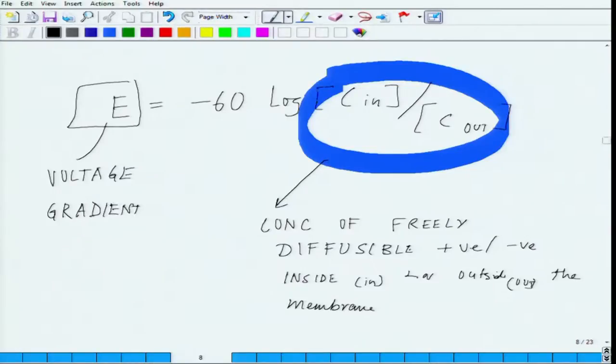And for individual ions, you could calculate the values for potassium. If you know inside and outside, you can calculate for chloride, you can calculate for sodium, you can calculate for pretty much anything and everything out there across the cell, as long as you know the values of inside and outside. So, this is the most fundamental equation which needed to be understood in order to understand membrane bioelectrical phenomena.